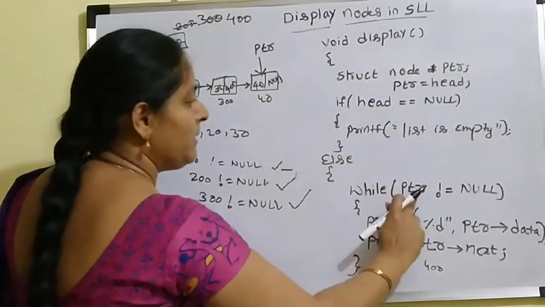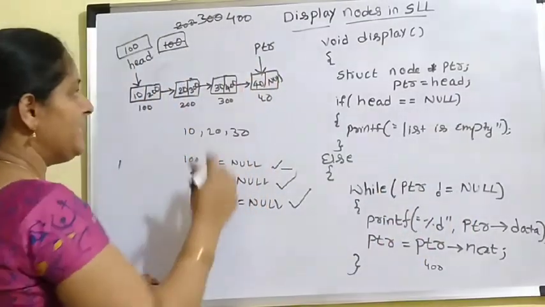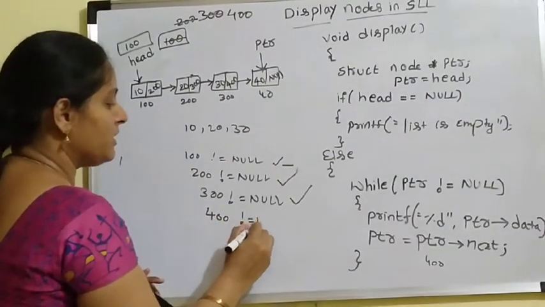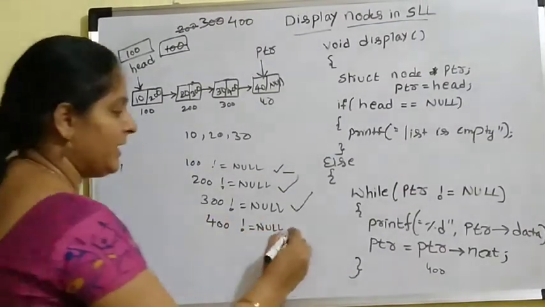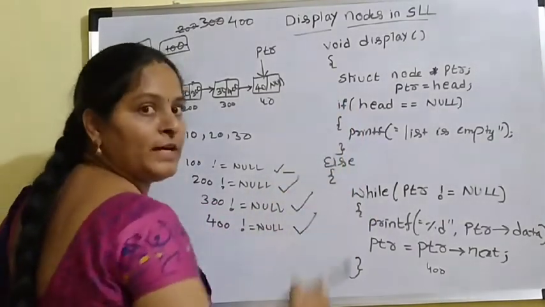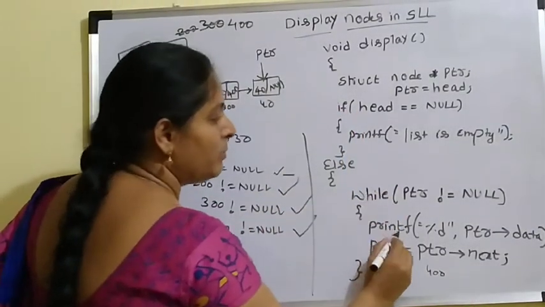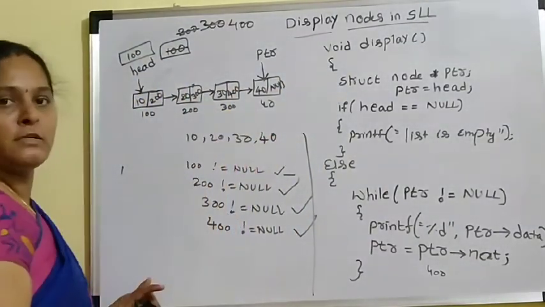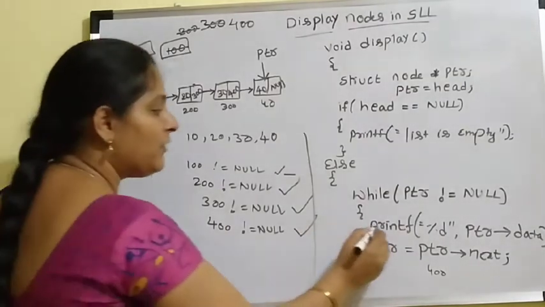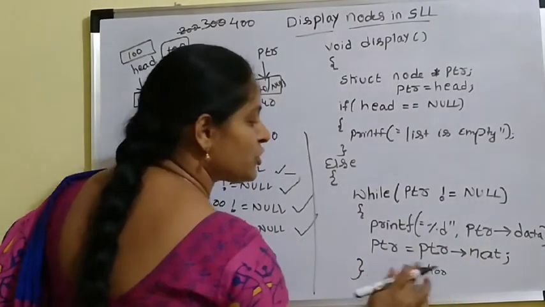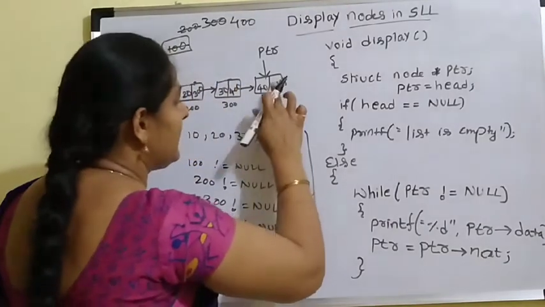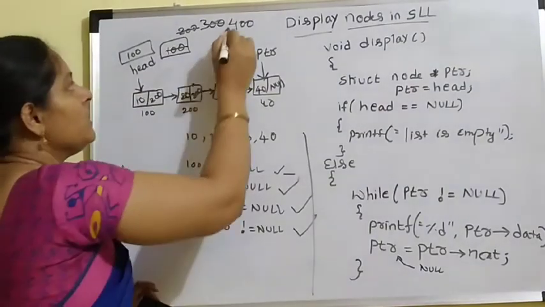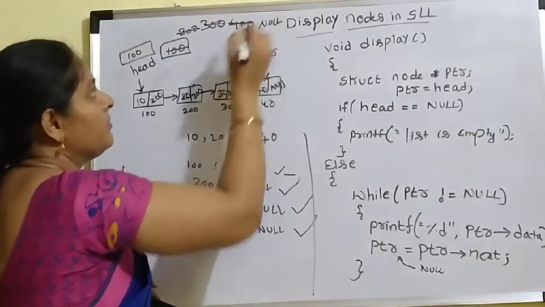Now again comparison. PTR not equal to null. Now what is the PTR? 400. 400 not equal to null. Condition satisfied. Again, we'll enter into this while loop. Print the PTR data. What is PTR data? 40. So it will print 40. Right? After printing 40, move PTR to the next node. What is PTR next? Null. So assign the null value to PTR. Okay, so this 400 is replaced with null.